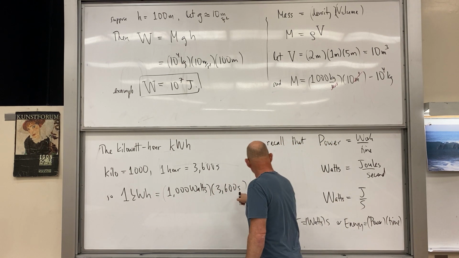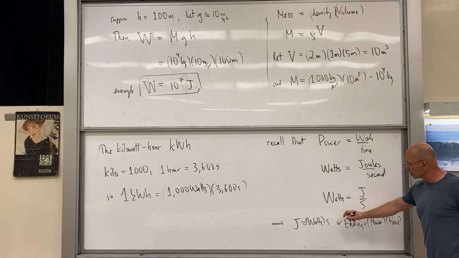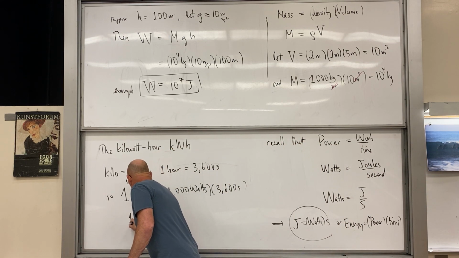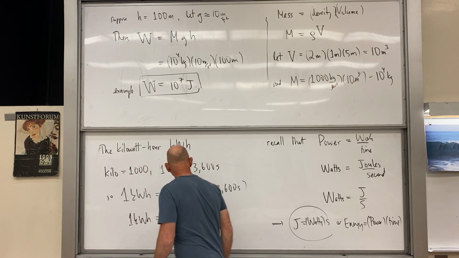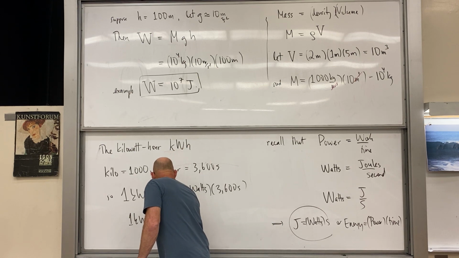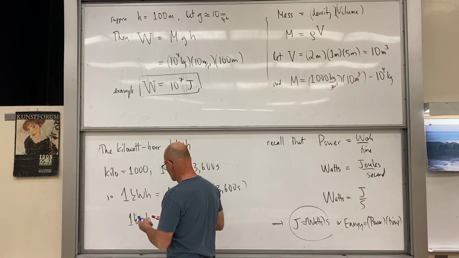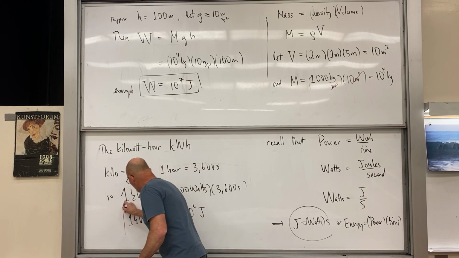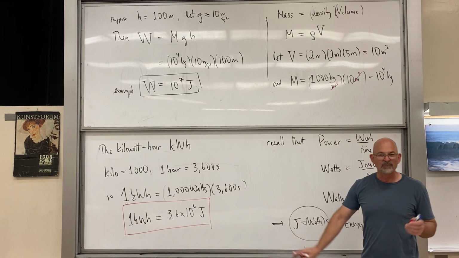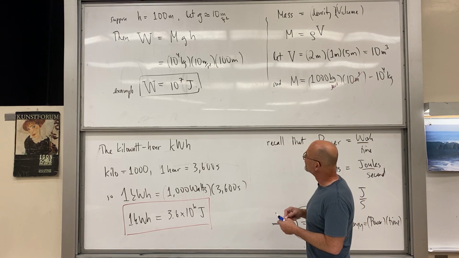And watts times seconds is equal to joules, okay? So 1 kilowatt hour is an important one, so it's good that we use a lot of board on it. 1 kilowatt hour equals 3.6 times 10 to the 6 joules. This is one you want to know, but if you know these definitions, you can just figure it out even if you haven't memorized it, okay?